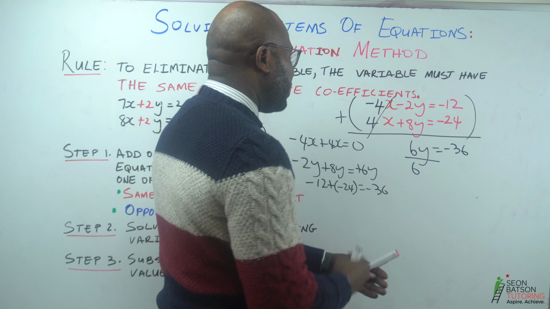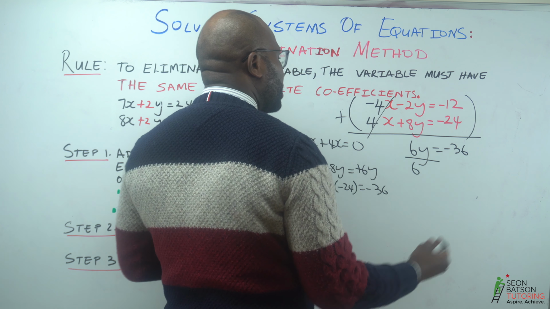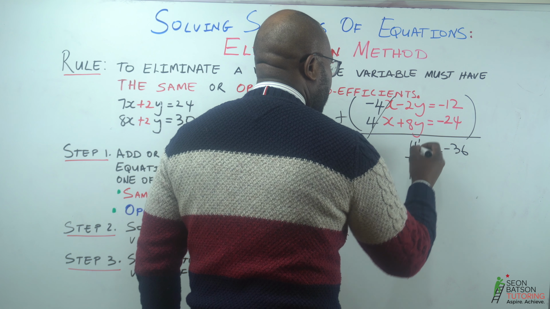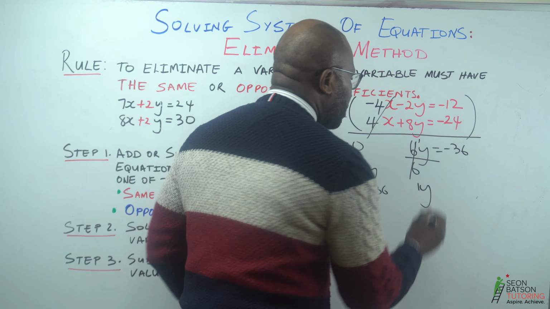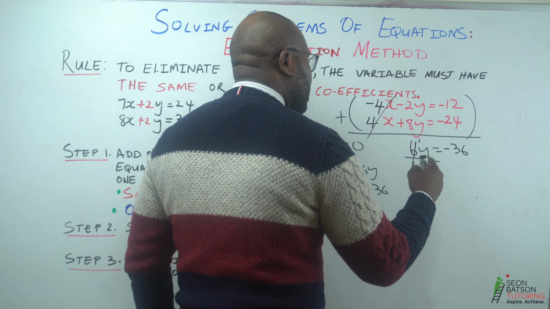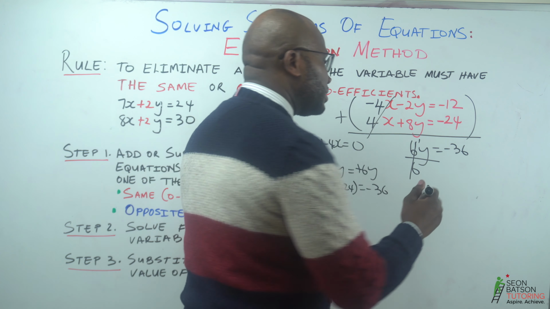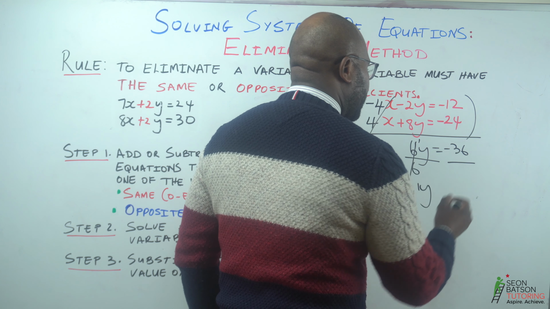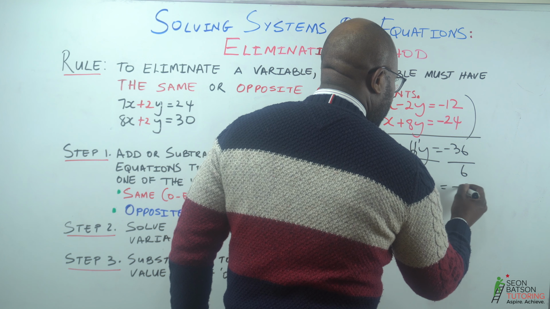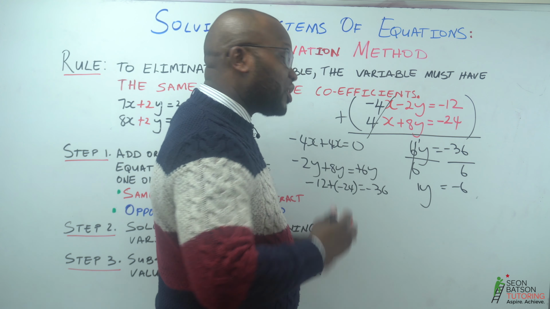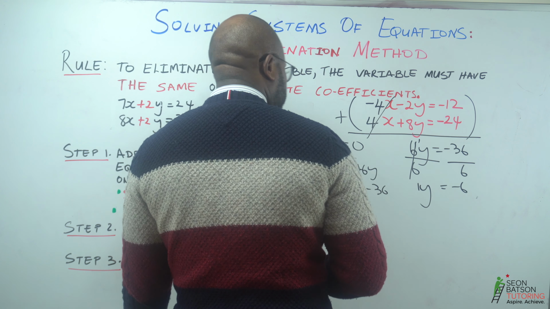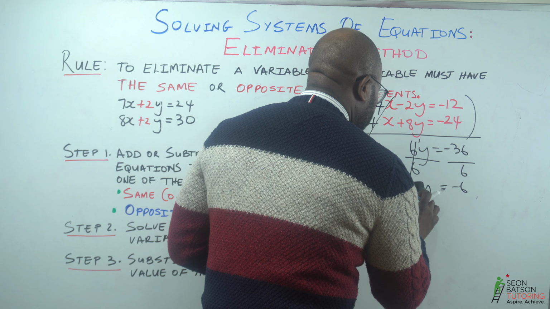And we know that to get rid of any unwanted guests, we will use the opposite operation. 6 divided by 6 will give us 1. So we have just 1y, or y, same thing. Now, if we divide by 6 on this side, we also have to divide by 6 on the right side. Negative 36 divided by 6 is negative 6. So we have the value for y. Yes? y is equal to negative 6.